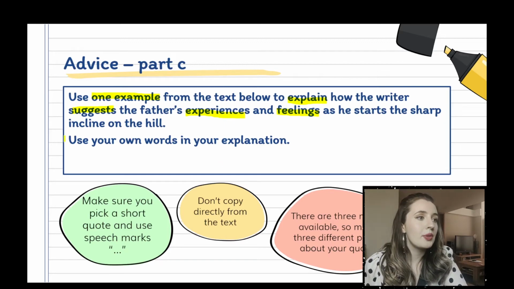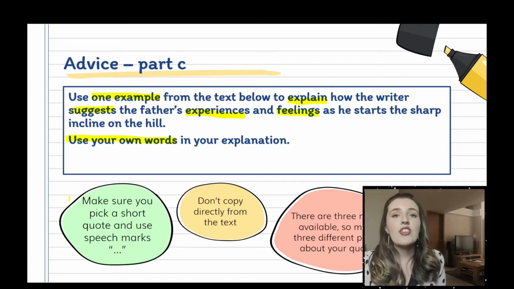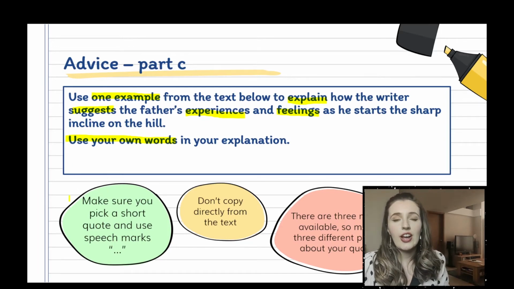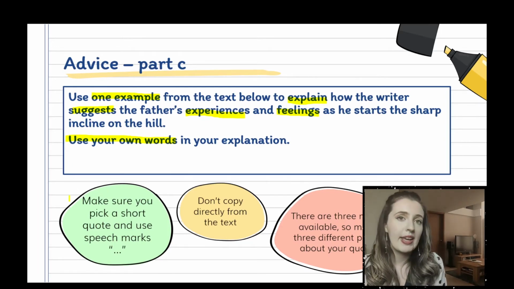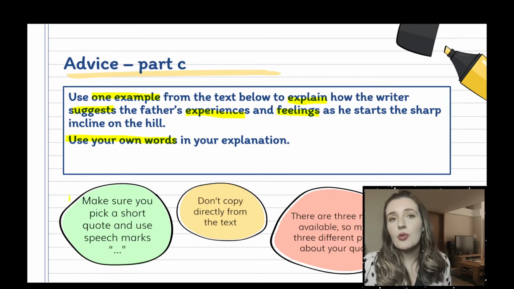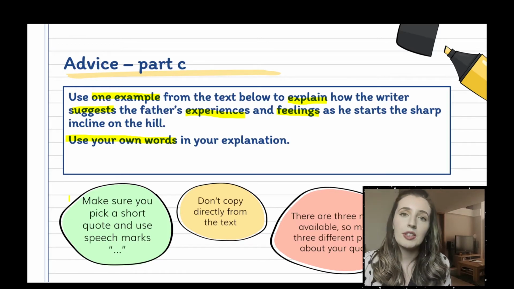And really important, it says, use your own words in your explanation. So actually here, if you accidentally or on purpose copy from the text too much in your explanation, even if the point that you're making is correct, you will not be awarded the mark. So make sure that you are paraphrasing, that you are rewriting it using your own words, that you are using synonyms, because if you copy too much, you lose the mark.